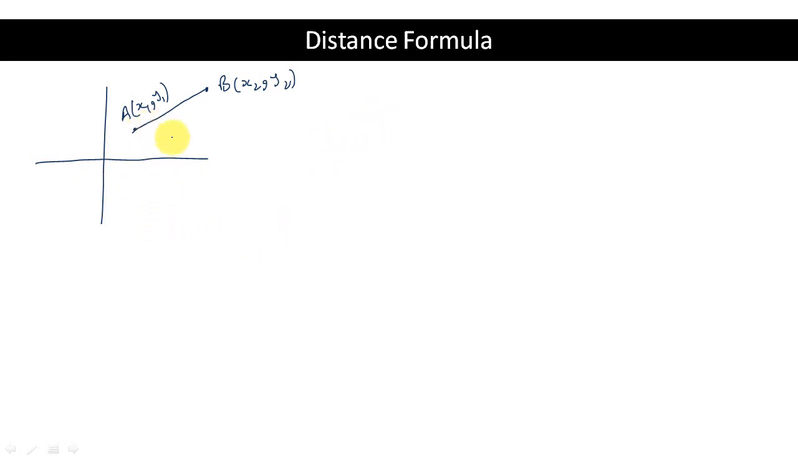So distance formula, distance between AB will be equal to under root of (x2 minus x1) whole square plus (y2 minus y1) whole square. So the difference between the x coordinates squared plus the difference between the y coordinates squared. Okay, this will give us the distance between the points A and B. We can derive this formula as well.